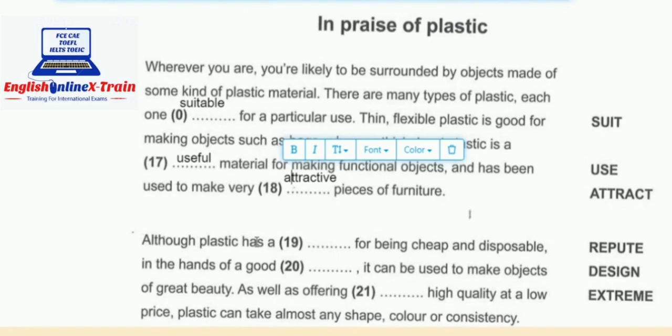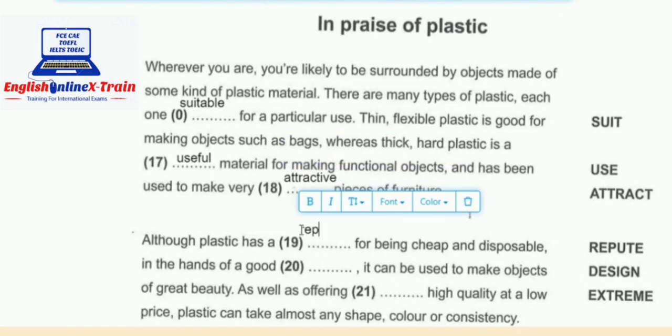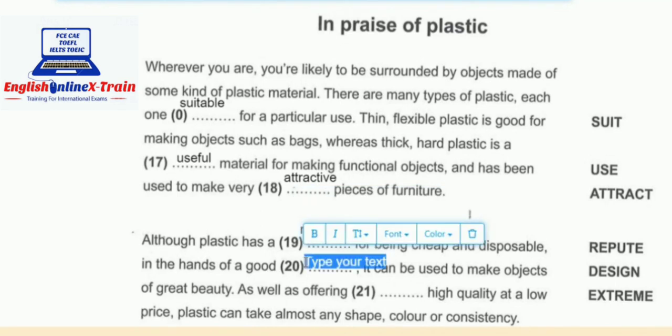It says, although plastic has a reputation, right, for being cheap, of a low price, and disposable. Disposable means that you can get rid of it after you use it. You use it and then you throw it away. In the hands of a good, it can be used to make objects of great beauty. Of a good what? Of a good person, right? A person who designs, which means a designer.